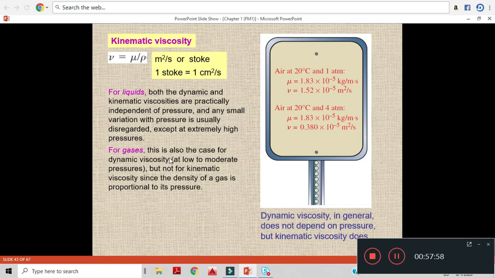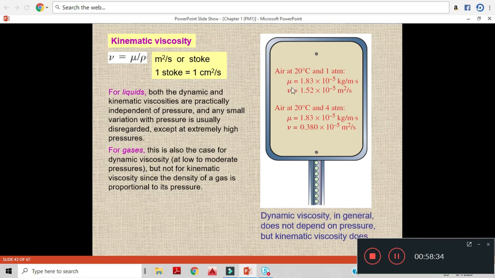But for gases, this is also the case for the dynamic viscosity at low to moderate pressure. But not for the kinematic viscosity, since the density of gases is proportional to its pressure. The kinematic viscosity of gases at high pressure varies, that means the kinematic viscosity is a function of pressure.